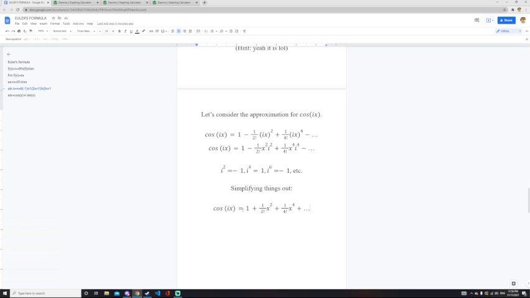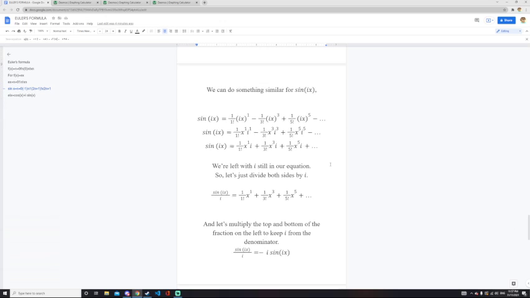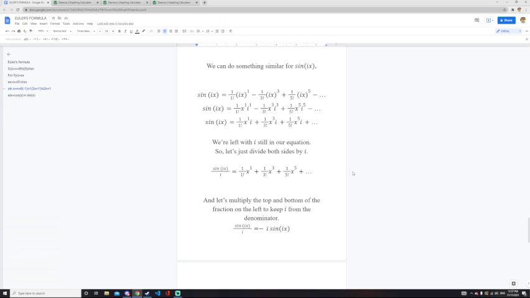If we simplify it out, notice that the negatives cancel out, while the i to the 4 is just positive, so it's still positive. So we end up with cosine of ix equals 1 plus this statement, plus this statement, plus etc. forever.